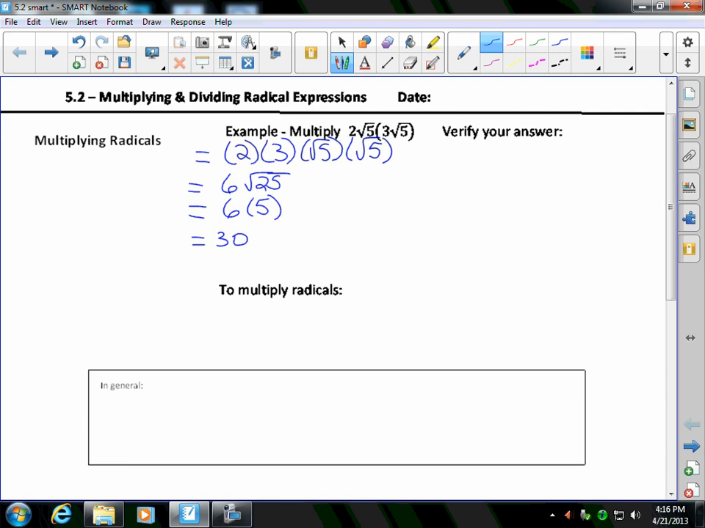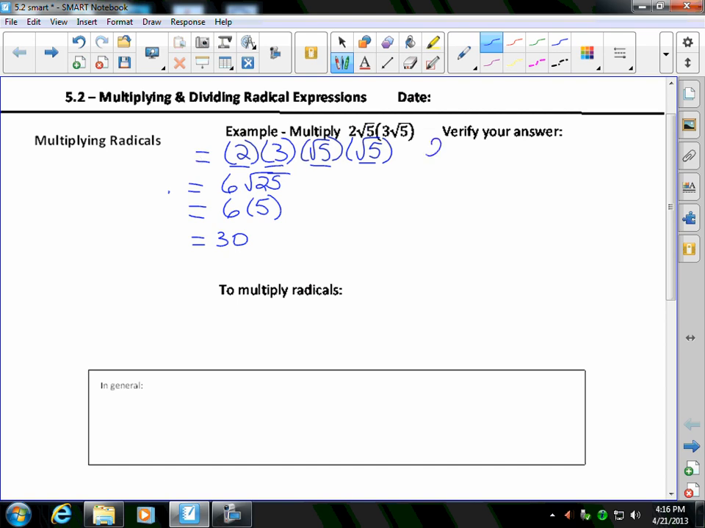When you're doing these on your own, you don't have to write this 2 times 3 and then the square root 5 times square root 5. You can just multiply those in your head. 2 times 3 is 6, square root 5 times square root 5 is 25, and then get to this second answer. So to verify your answer means you're just going to use your calculator.